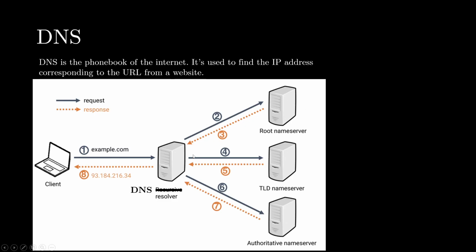example.com to the DNS resolver, and then the DNS resolver sends that to the TLD name server, which then I think sends the full URL to the DNS resolver, and then that sends it to the authoritative name server, which sends back the IP, and then the IP is sent back to the client.